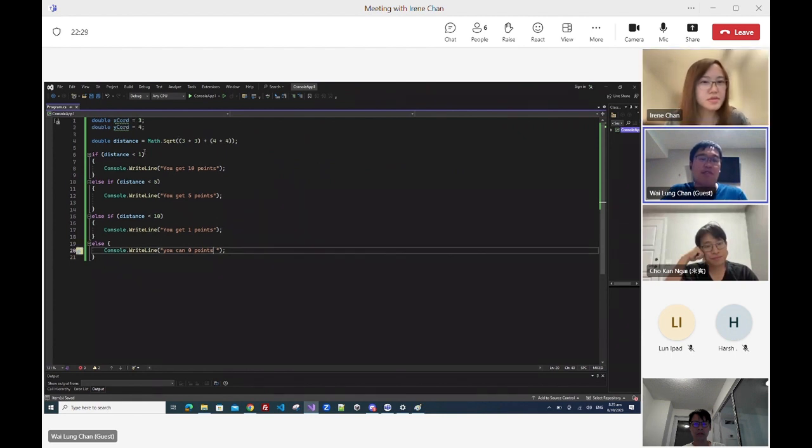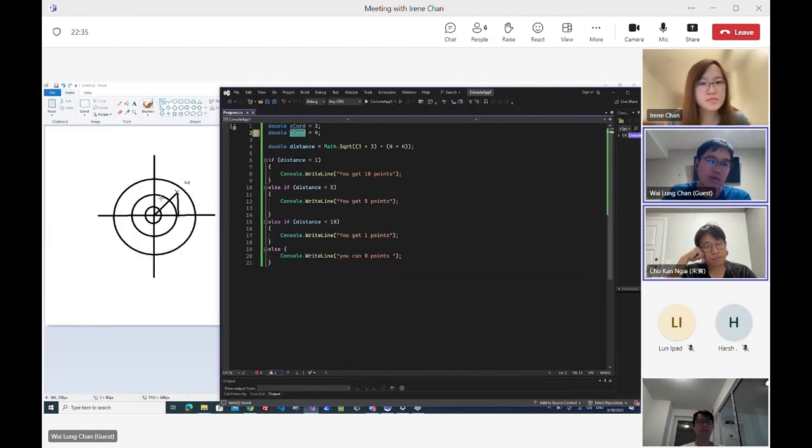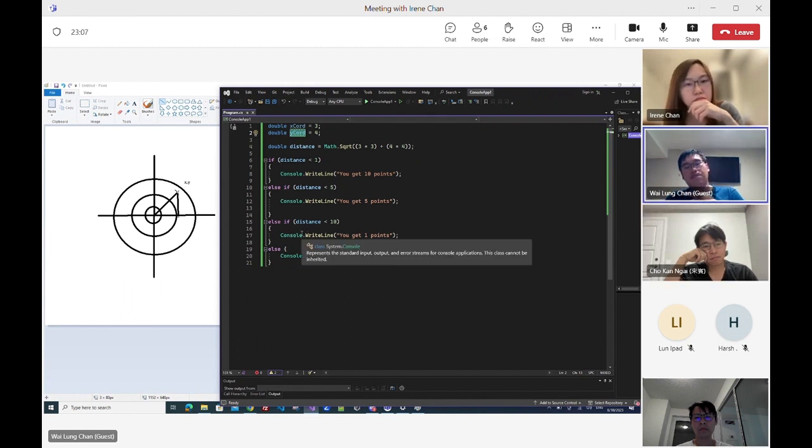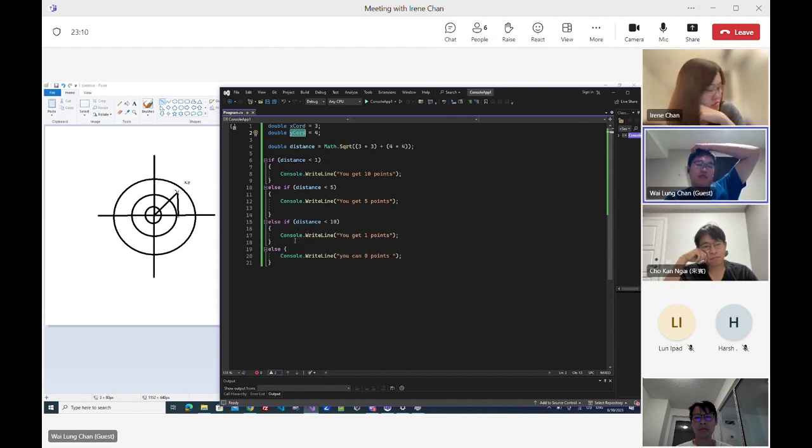So I think we have to write a method something like this to get your input for x and y, and then calculate the distance like this one. And then if it is less than 1, you get the whole 10 points, and then less than 5, which is the outer circle. We don't need to write bigger than 1 and less than 5 because the case is filtered here. So we just write less than 5, and then you get 5 points. That means that area. And then less than 10 is this area. And then else is outside, and then you get no points. I think it's one of the solutions of this question.